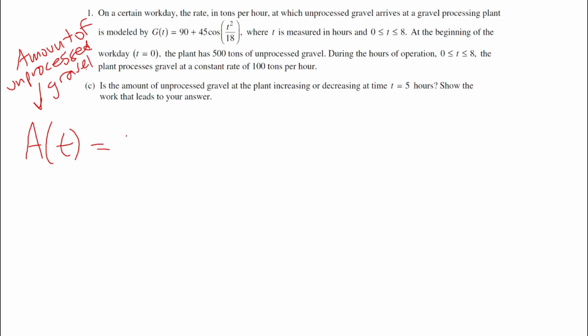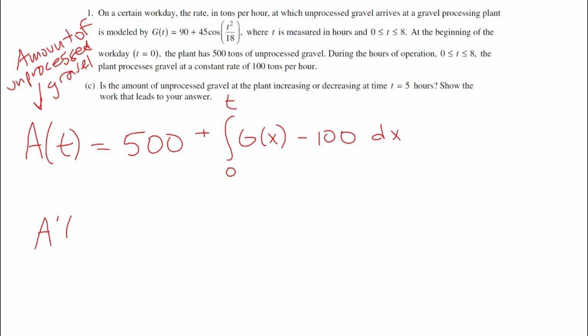A of t is going to be equal to the amount we started with, 500, plus the integral from 0 to whatever t value we happen to be at of g, minus the rate at which it's being processed, which is 100 tons per hour. So that's what the amount of unprocessed gravel is equal to. And we'll find this is actually going to be useful for us in part D when they ask for the maximum of this. But for right now, to determine if a function is increasing or decreasing, we need its derivative, right? A prime of t.